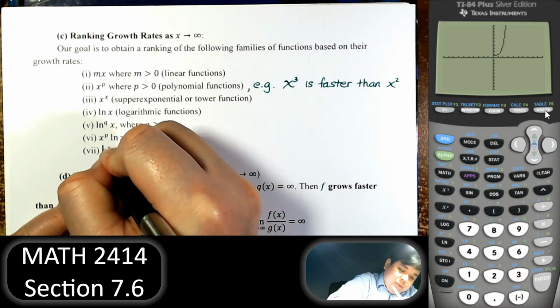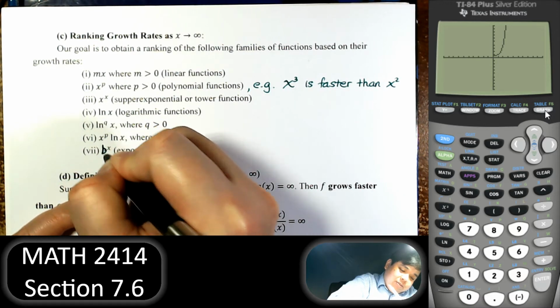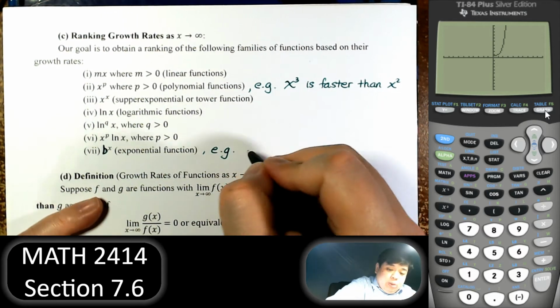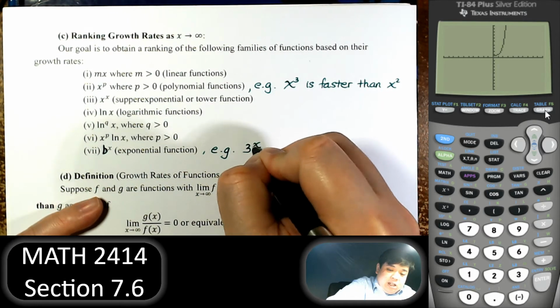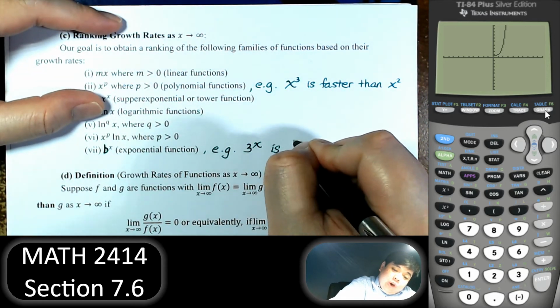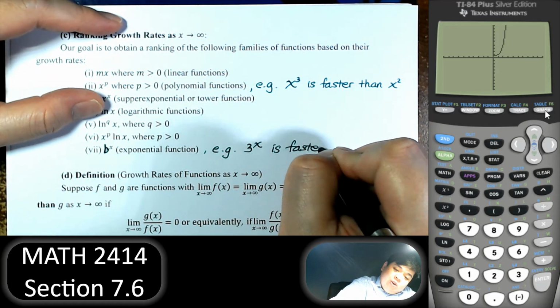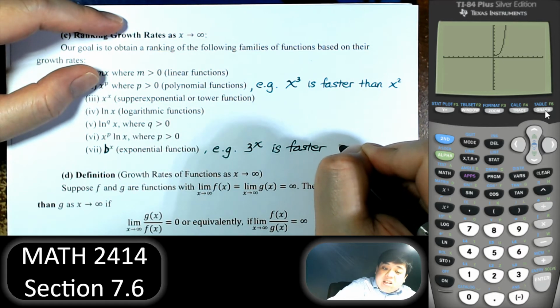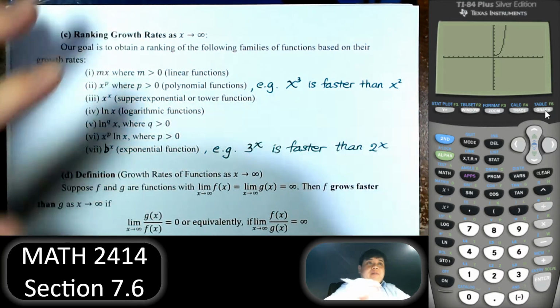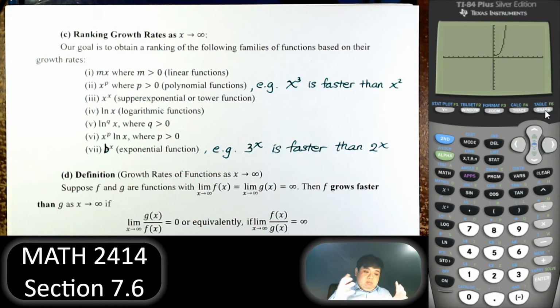Let's say the base b to the x. That's better. And also if we have 3 to the x, it's going to be a lot bigger than 2 to the x, right? We don't have the notation yet, but for now we just say 3 to the x is faster than 2 to the x, for sure. The bigger the number at the base, the bigger the whole thing.